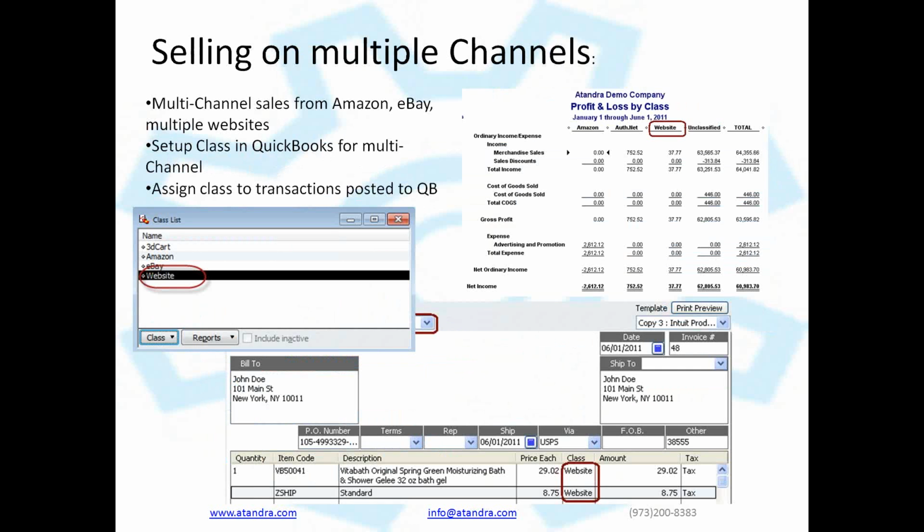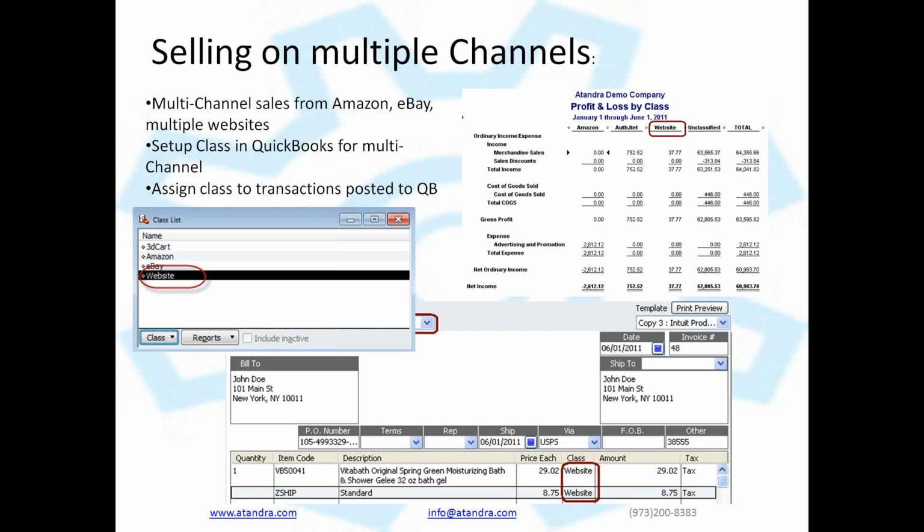If you're selling on multiple channels, could be multiple websites or Amazon, eBay, in today's world, it's not enough to just have your own website. You need to be on multiple channels. I don't need to tell you that. If you're selling on multiple channels, it's better if you define, QuickBooks has a feature called class, and you can define different classes in QuickBooks. So in this example, I have classes called website, Amazon, eBay. So you can assign transactions from one channel into specific classes.